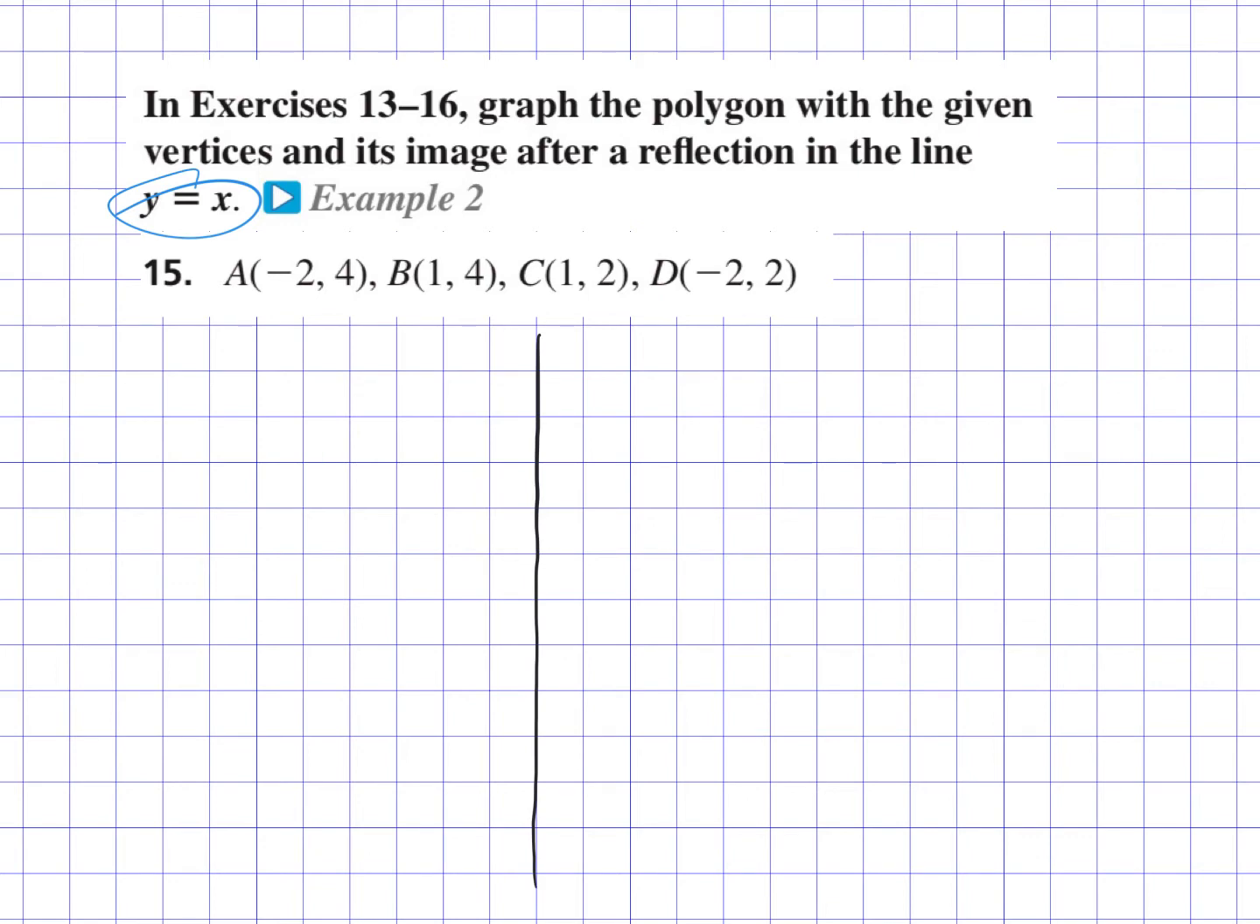I'm just looking at the numbers to see where this is going to be. So -2, 4, 1, 2, 3, 4 is A. 1, 4 is B. C is at 1, 2. And D is at -2, 2. All right, so here is the figure. It's a rectangle. And we're going to reflect it over the line y equals x.